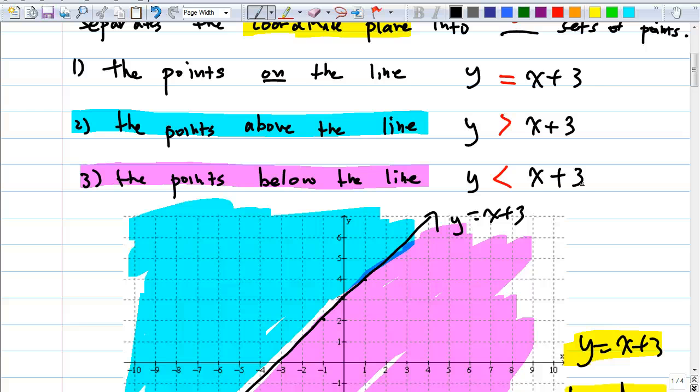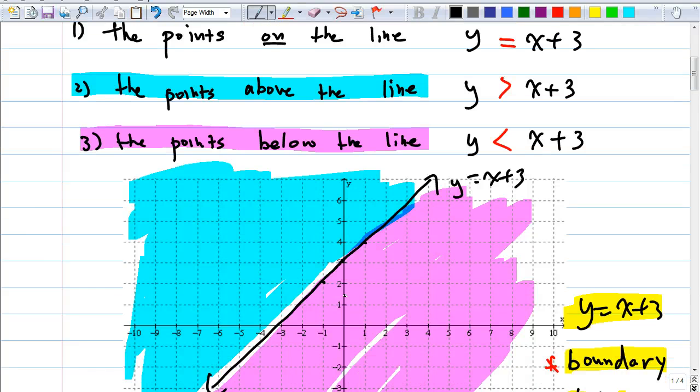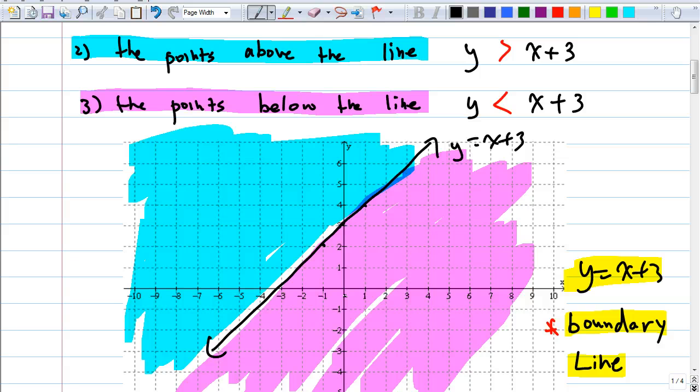By the way, this line, y equals x plus 3, you know the points that are on this line. There's a special name for this line. Anybody know what this is called? This line is called the? Boundary. Yeah, boundary line. What do you think it's called the boundary line? Because it's a boundary. Separate.